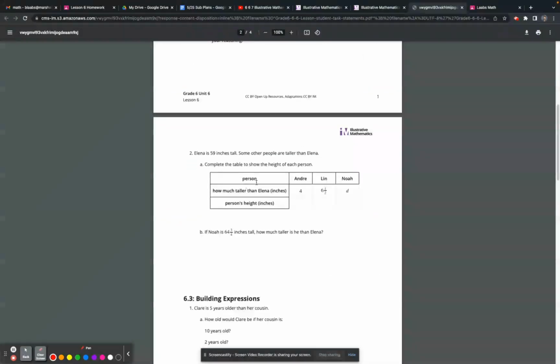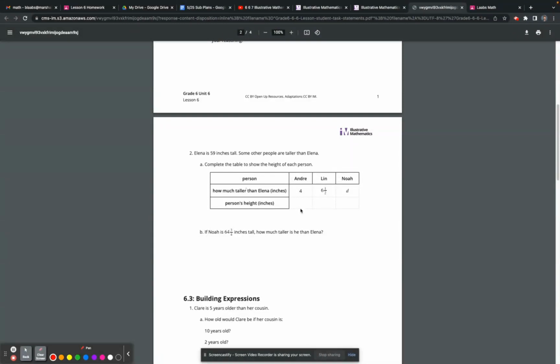Now if we move on to this problem, Elena's 59 inches tall. Some other people are taller than Elena. Complete the table to show the height of each person. So we know Elena is 59 inches tall, and Andre, Lynn, and Noah are all taller than Elena. We know how much taller Andre is. We know how much taller Lynn is. We don't know how much taller Noah is. So we're just going to use that in replacement of the numbers that we use for Andre and Lynn when we go to answer that box there.